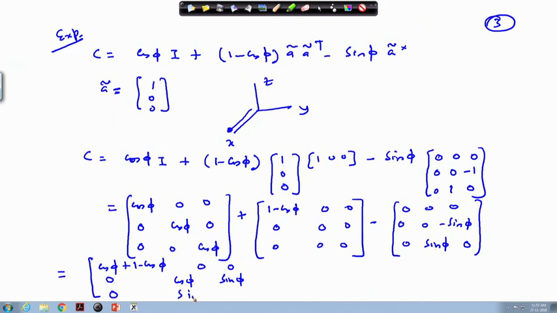So, sin phi comes here and lastly this cos phi, 0 and 0. So, this is cos phi. Here this comes with a minus sign. So, we are putting a minus sign, this term cancels out, and that leaves us with 1 0 0, 0 cos phi sin phi, 0 minus sin phi and cos phi.